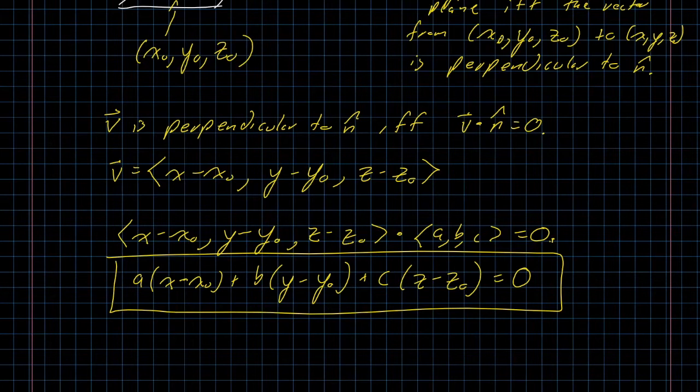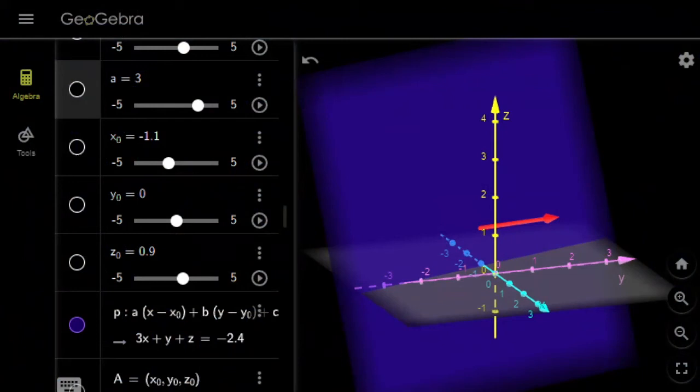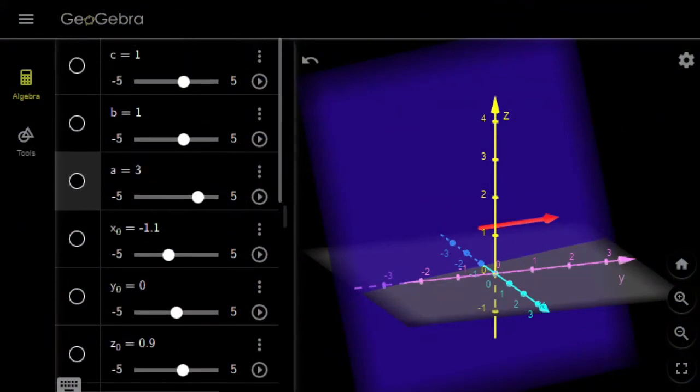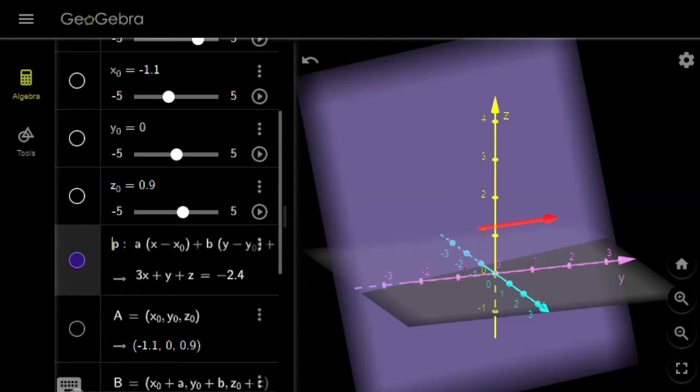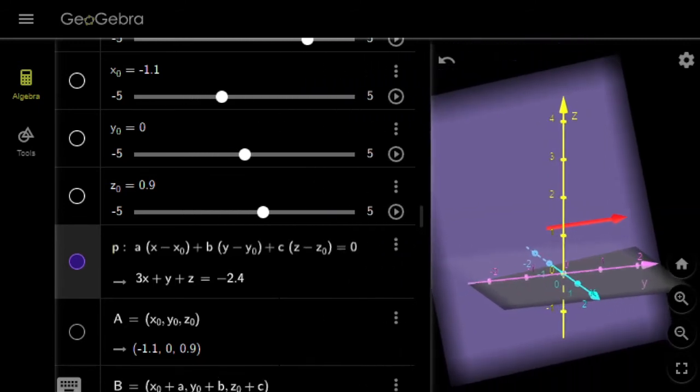Before I do anything else, I want to jump over to GeoGebra. You can see that I've got a lot of stuff going on here on the left-hand side. I've set up a couple of sliders for A, B, and C, and then for X naught, Y naught, and Z naught. Why A, B, and C came out backwards, I'm not entirely sure. GeoGebra does weird stuff sometimes. And then I've written in the equation of a plane. If I expand that out, you can see it's exactly the equation that I had written down.